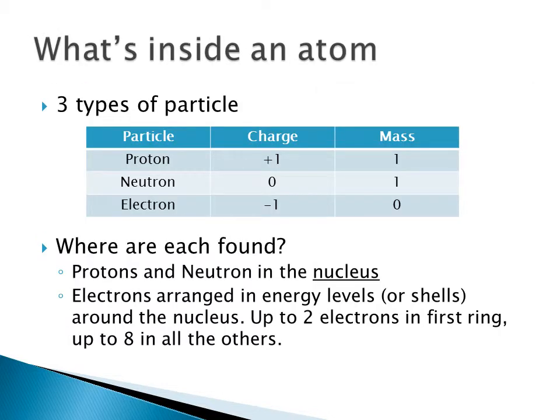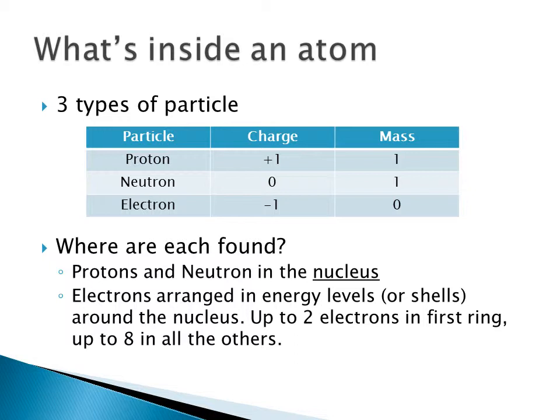Right, so what's actually inside an atom? Well, first of all, we have the 3 types of subatomic particle. You absolutely have to know these. You've got the proton, the neutron, and the electron. The charge of these, by which we mean the electrical charge: protons are positive, they have a charge of +1. Neutrons have a charge of 0 because they are neutral, and electrons are -1.